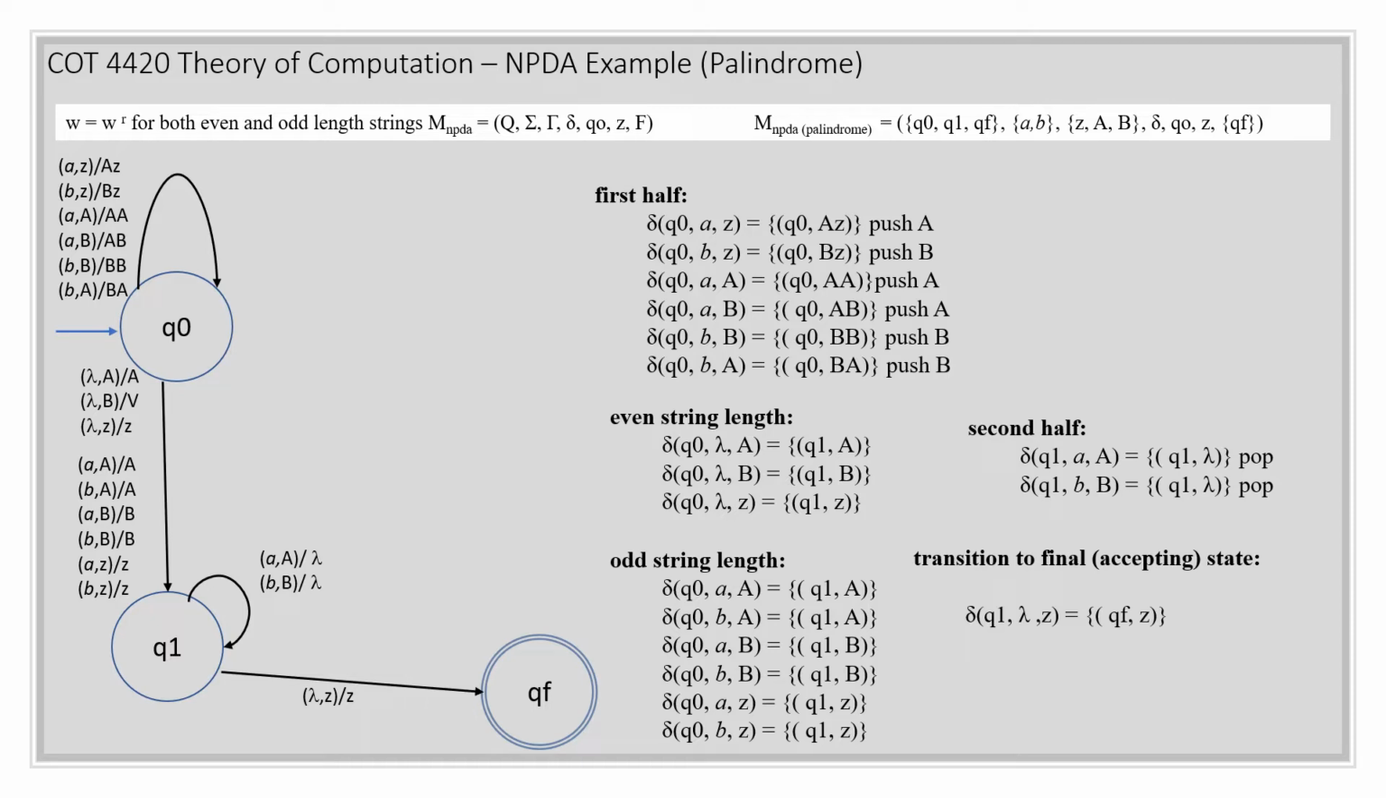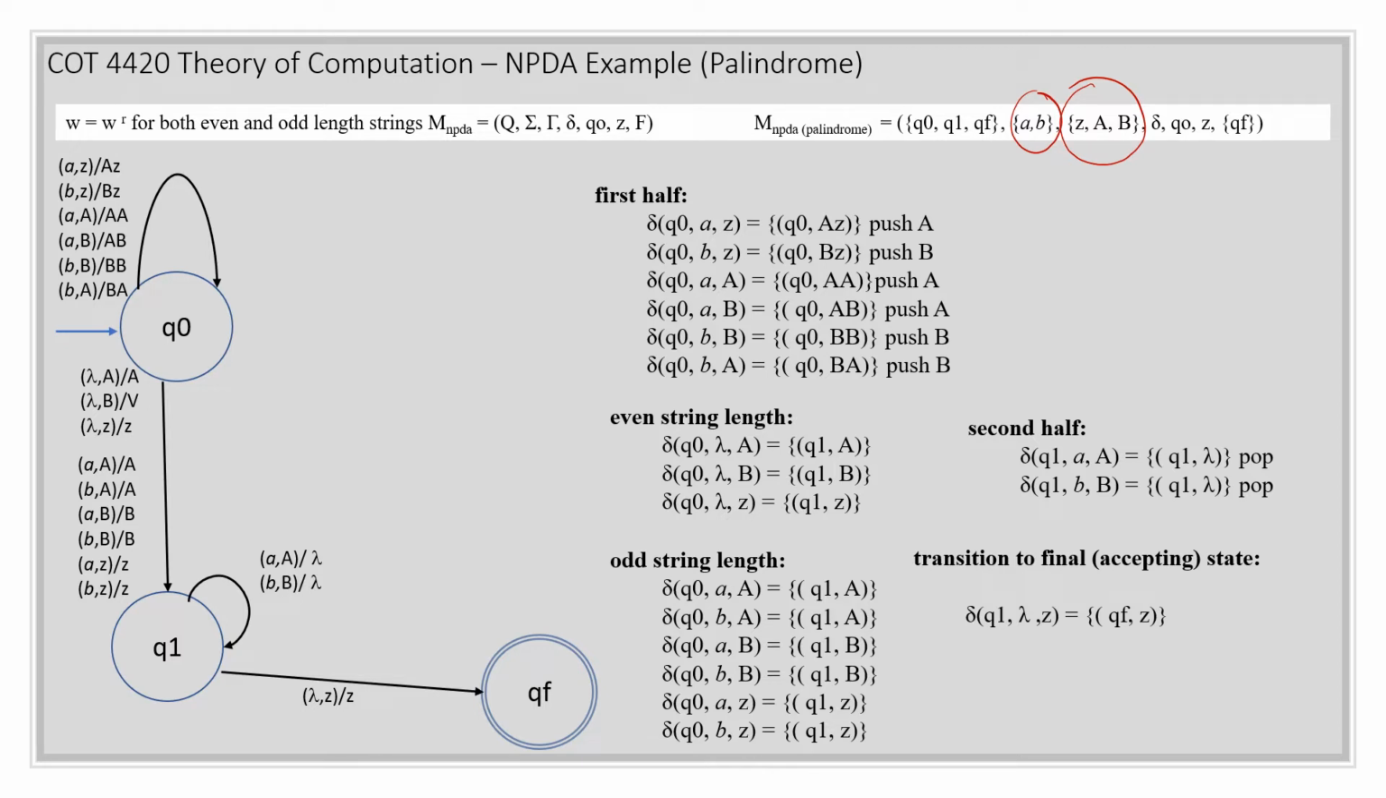We are just going to deal with an alphabet of A, B. We have our stack alphabet and our initial stack symbol. We're going to push on an A every time we get an A, and we're going to push a B every time we get a B. And then we have our 3 states. So this is not as complicated as it looks.